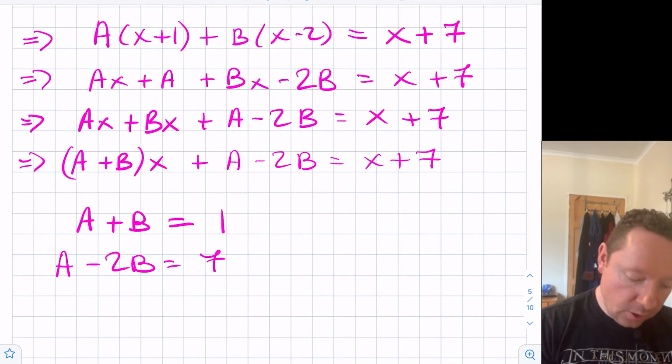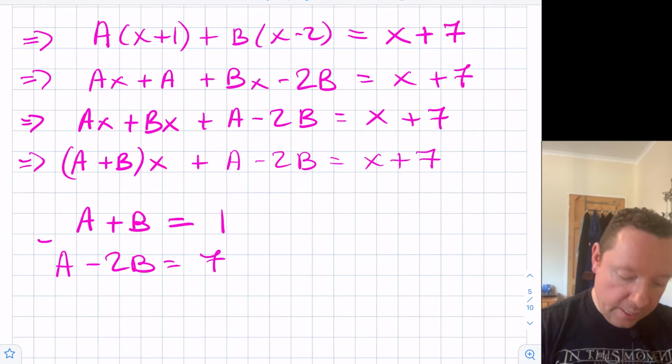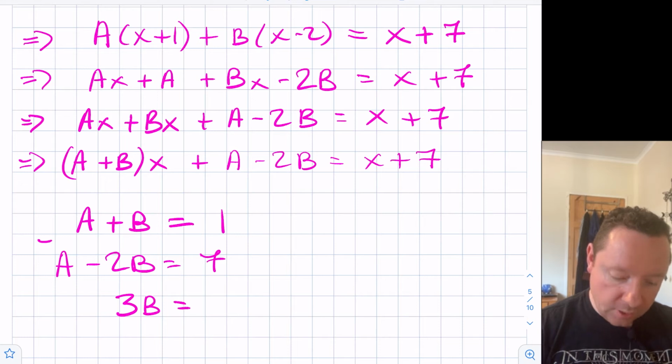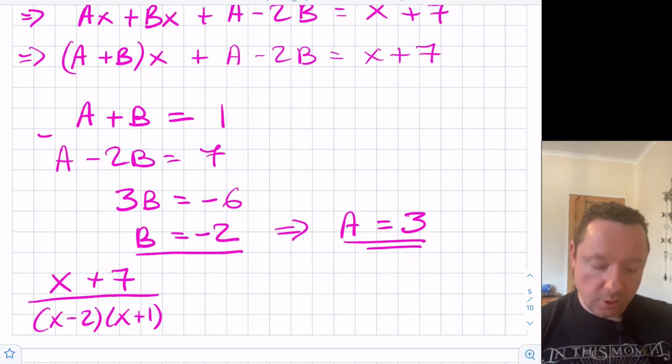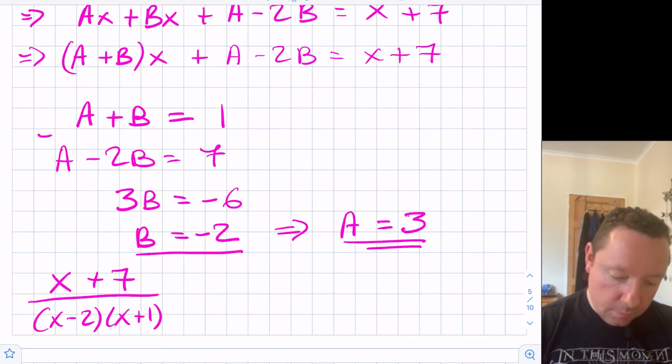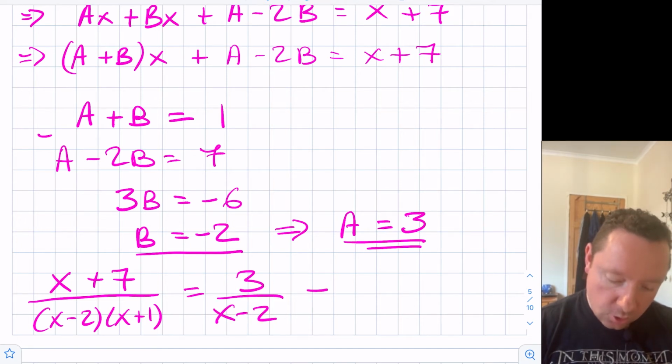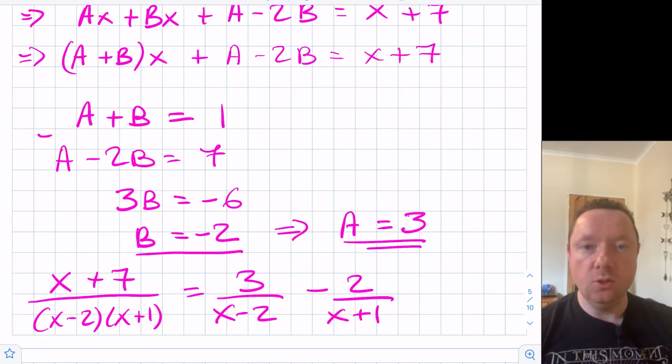Taking away these from each other, we get b minus 2b, so 3b equals 1 minus 7 is minus 6, so b is minus 2. That implies that a must be 3. So x plus 7 over x minus 2, x plus 1 equals 3 over x minus 2 minus 2 over x plus 1, because a is 3 and b is minus 2.